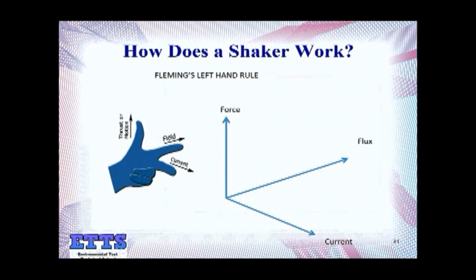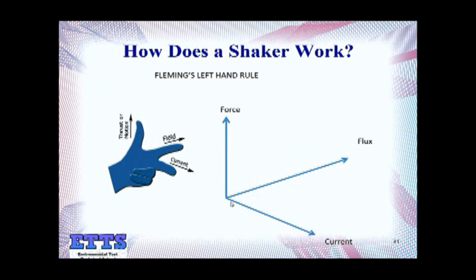And here is Fleming's left-hand rule, which visually represents the force due to the flow of current and the generated magnetic field or magnetic flux. Now, you can see graphically here that force is vertically perpendicular to the current and the magnetic flux. And you can see that the magnetic flux is horizontally perpendicular to the current.